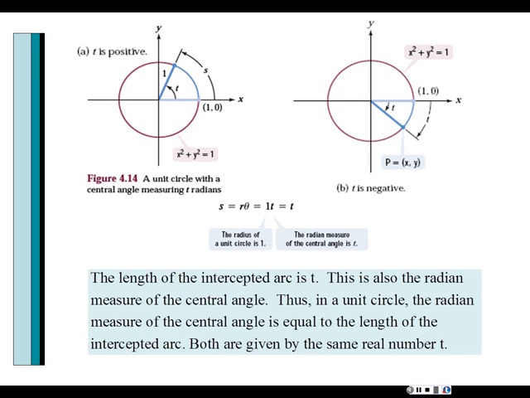Now in some cases, when you are going in the reverse direction, your t is negative for sure. It's just like how we did yesterday. The length of the intercepted arc is t. This is also the radian measure of the central angle. Thus, remember all these discussions are true in case of the unit circle where the radius is 1. The radian measure of the central angle is equal to the length of the intercepted arc, and both are given by the same real number t.